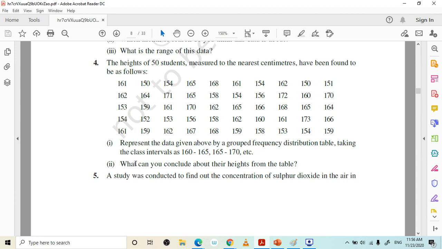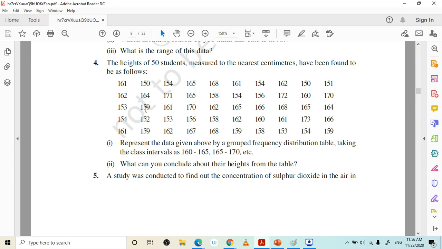What can you conclude about their heights from the table? Conclusion also we have to write. So we can write the conclusion that the shortest height is 150 and the tallest height is 173. And one more conclusion also we can write.